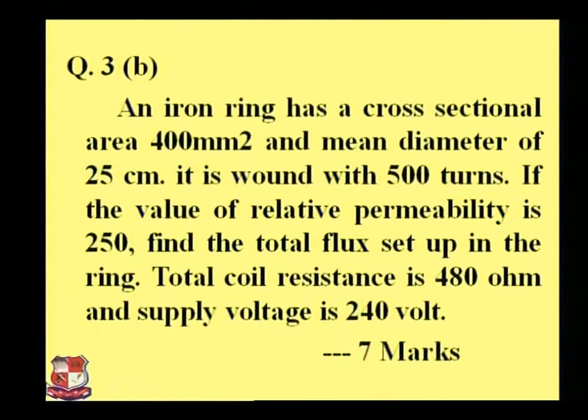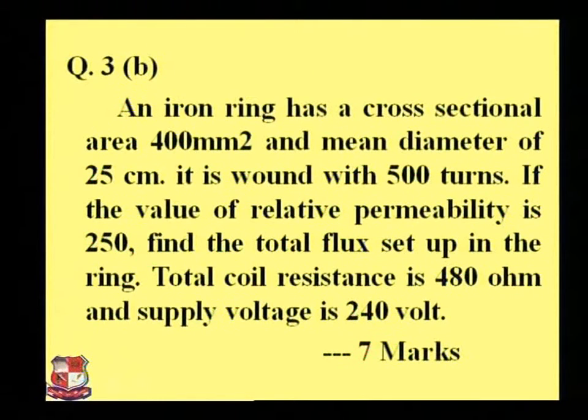There is one example. An iron ring has a cross-sectional area of 400 millimeters square and a mean diameter of 25 centimeters. It is wound with 500 turns, that is N. If the value of the relative permeability is 250, find the total flux set up in the ring. The total coil resistance is 480 ohm and the supply voltage is 240 volts.